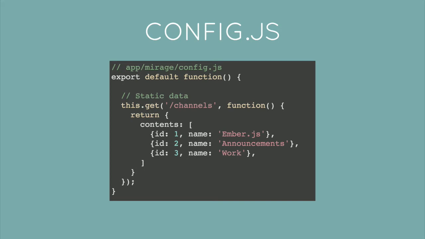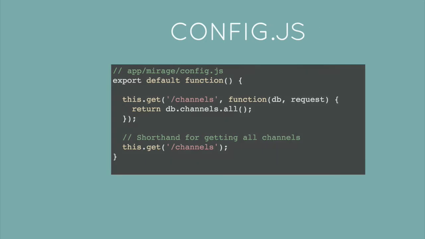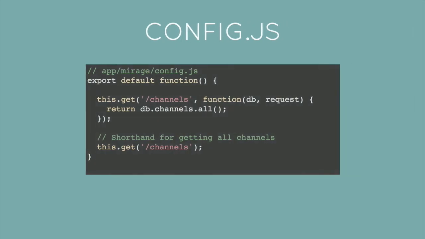So if the server's running on the client side, does that mean none of your HTTP calls show up in the network tab? That is true, and I'll talk about that in a second. Yeah. So that's a good question. Okay, so let's look a little bit more into what this config.js can do.